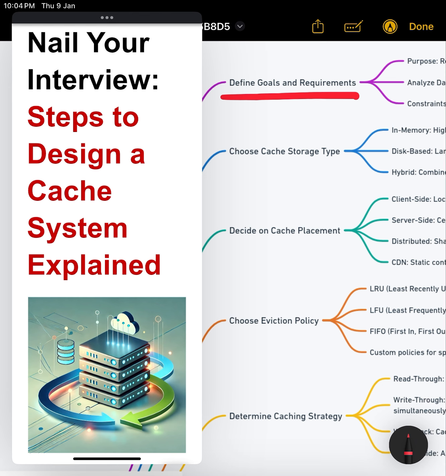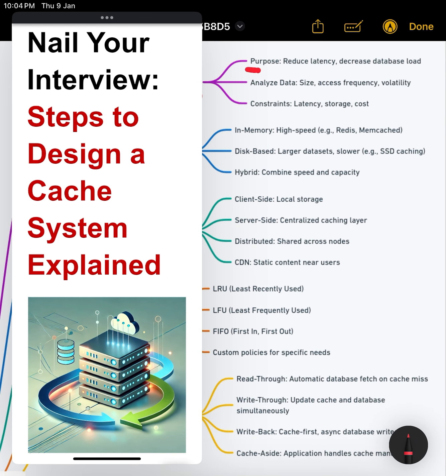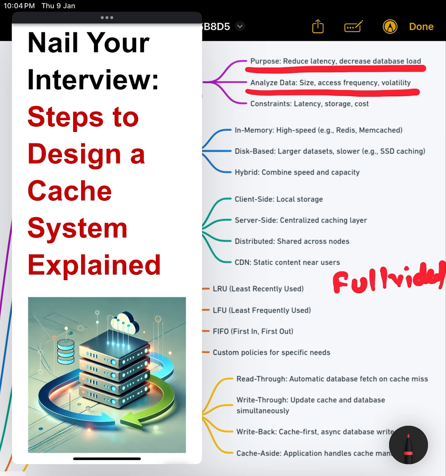1. Define the goals and requirements. Understand the purpose. Identify why caching is needed, e.g., reduce latency, decrease database load, handle high traffic. Determine data characteristics. Analyze the data being cached: size and structure of data, frequency of access, hot versus cold data, volatility of data, how often it changes. Set constraints. Define latency requirements, storage capacity, and cost considerations.